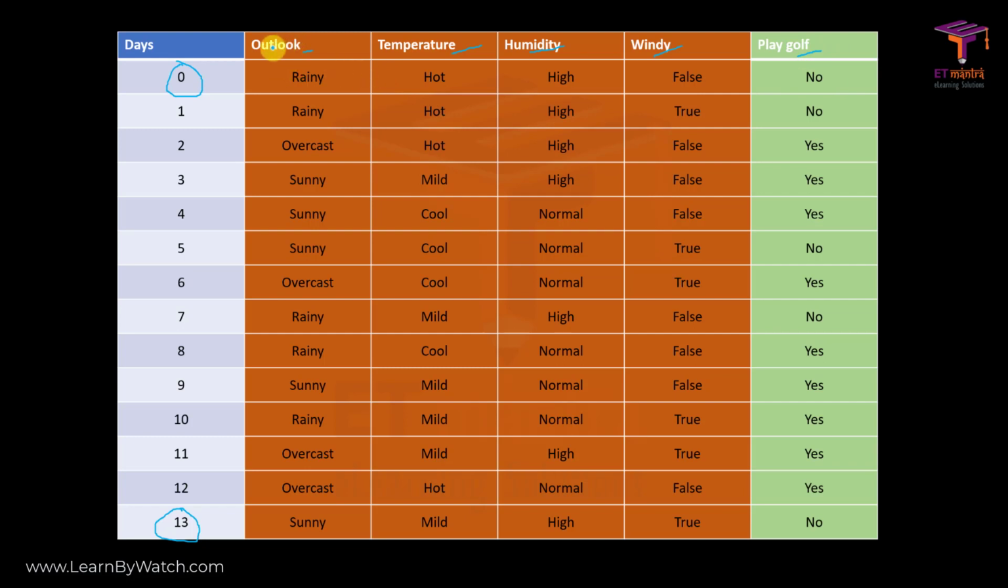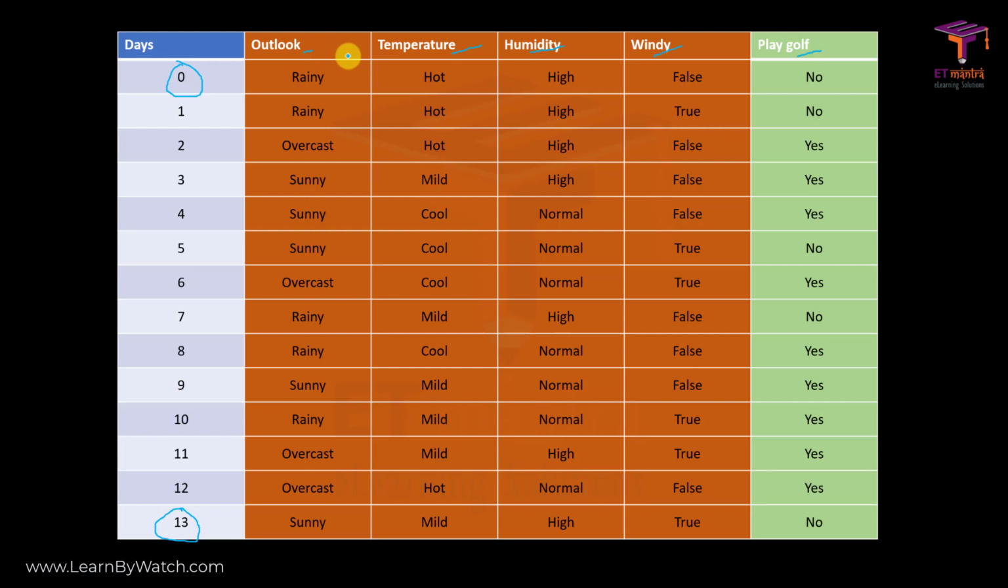For this data set, our input features are outlook, temperature, humidity, and windy, which are highlighted in the orange box. So all the things in orange are our input features, and playing golf is our output feature, which is highlighted in green. So for this example, we have 4 input features.